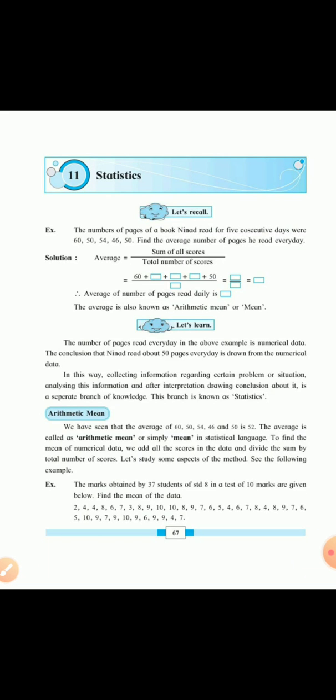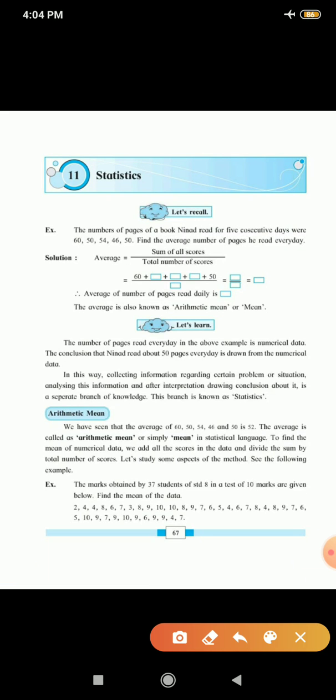Let's recall. The number of pages of a book Ninad read for 5 consecutive days were 60, 50, 54, 46, 50. Find the average number of pages he read every day. You have heard the term average. Now the formula to calculate average is sum of all the scores upon total number of scores.